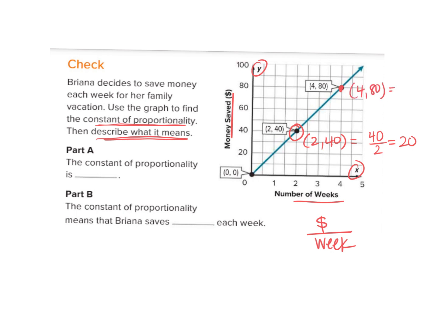So to find how much per week, I do 80 divided by 4, which is also 20. So notice I get the same number. So my constant of proportionality is 20.